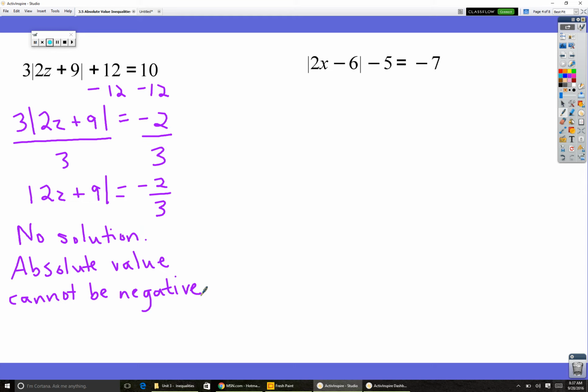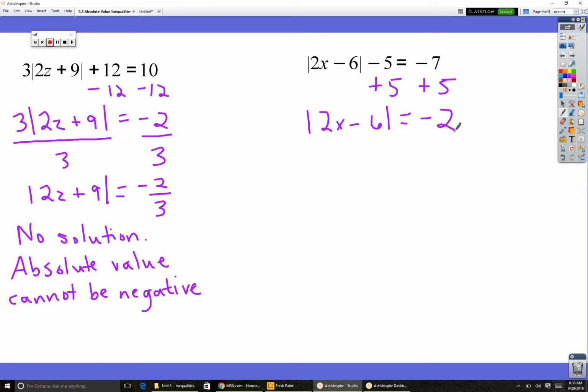Okay, let's look at the next problem. Let's see, we've had a little bit more experience, so I'm just going to call randomly now. Maddie, can you tell me what we might do first to begin to solve that one? Good. Add 5 to both sides. So we end up with 2 times the absolute value of 2x minus 6 equals negative 2. What would we do next?